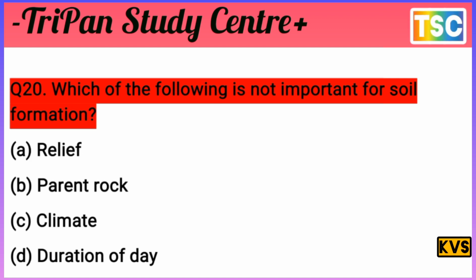Relief is important for soil formation, and parent rock is important for soil formation. Climate is the most important. But the D answer, duration of day, is not important for soil formation. The D option is correct here. D.